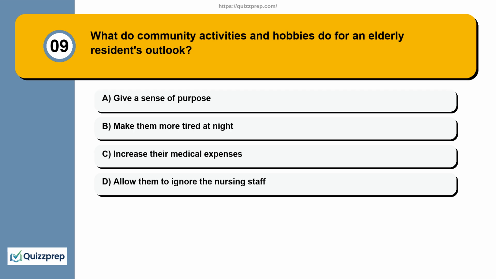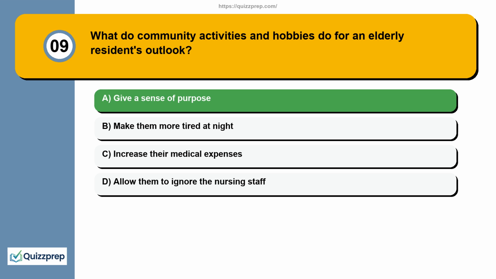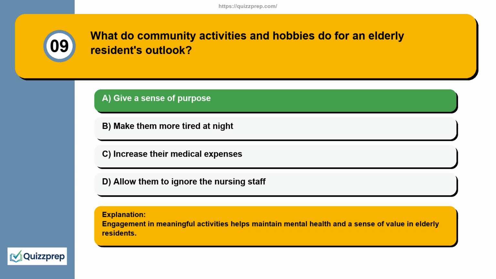Question 9. What do community activities and hobbies do for an elderly resident's outlook? Give a sense of purpose. Make them more tired at night. Increase their medical expenses. Allow them to ignore the nursing staff. Engagement in meaningful activities helps maintain mental health and a sense of value in elderly residents.